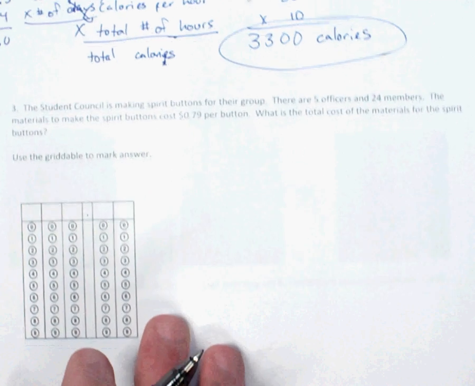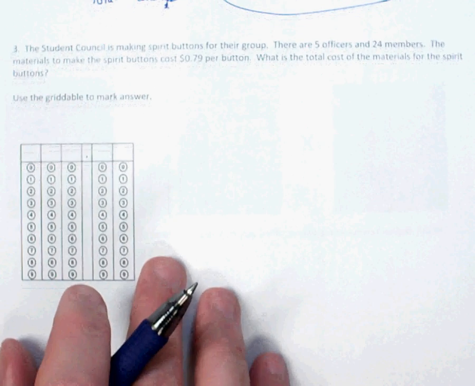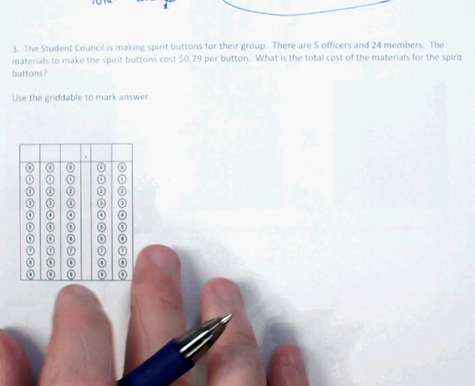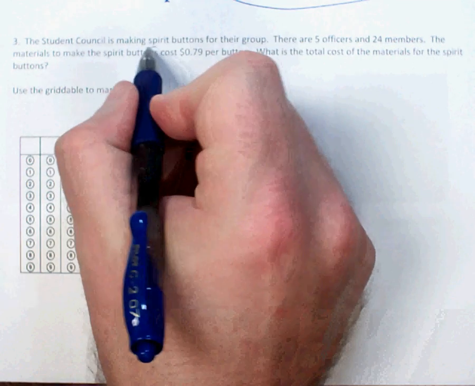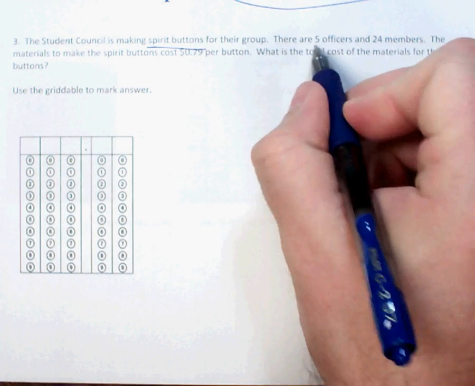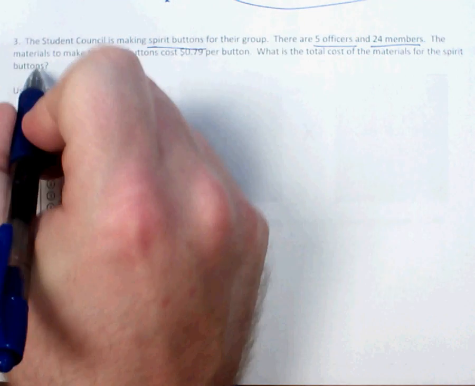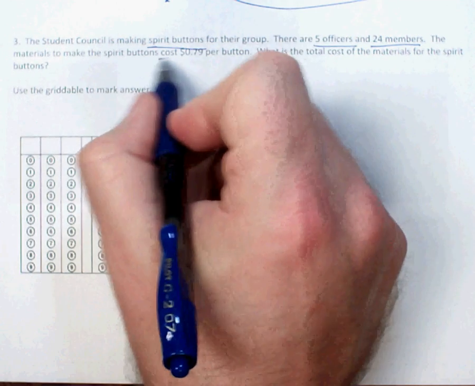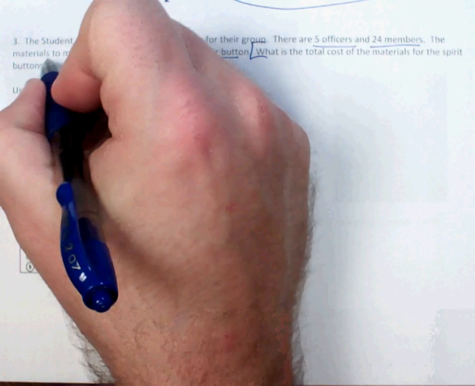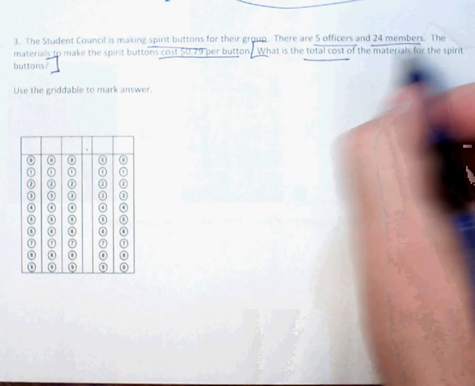All right, next problem. Student Council is making spirit buttons for their group. There are 5 officers and 24 members. The materials to make the spirit buttons cost 79 cents per button. What is the total cost of the materials for the buttons?